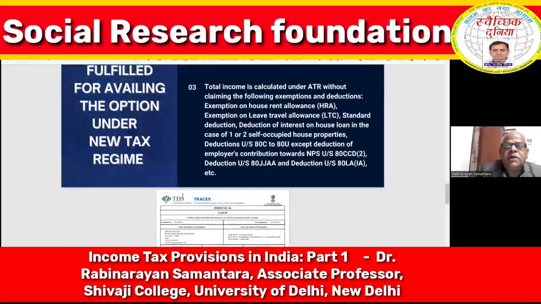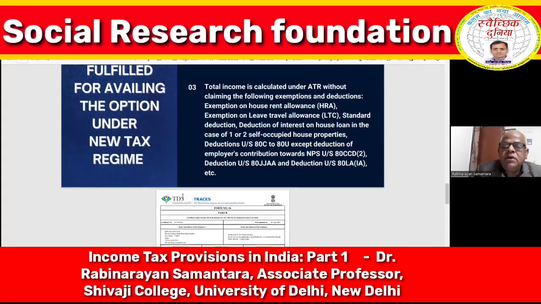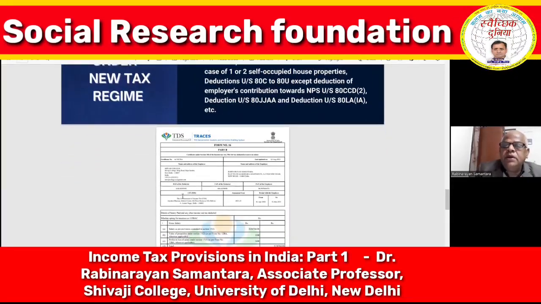Now, in the third place, total income of an SSC is calculated under the alternative tax regime without claiming certain exemptions and deductions, such as exemption on house rent allowance, exemption on leave travel allowance, standard deduction of interest on house loan in the case of two self-occupied houses, then deductions under sections 80C to 80U, except deduction of employer's contribution towards the national pension scheme under section 80CCD subsection 2, then deduction under section 80JJAA, and then deduction under section 80LA.